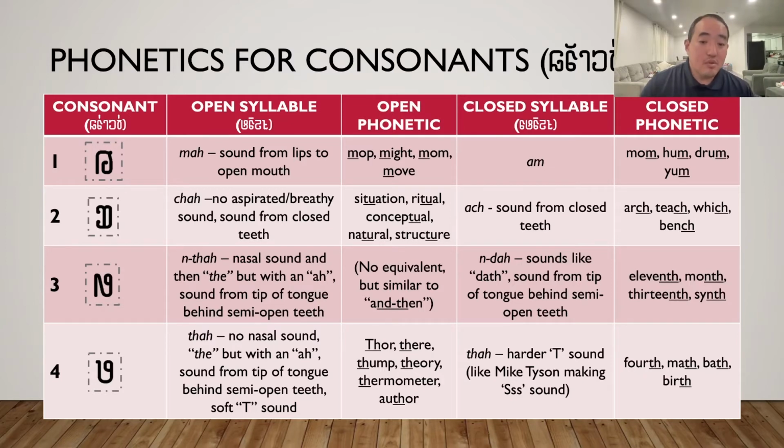Now for the closed syllable, I'll use this as an example. It's pretty funny, but it gets to the point. So the closed syllable tat is a harder T sound. So it's like when Mike Tyson is trying to pronounce a word that has an S sound, like math, right? Fourth, bath, birth, right? So you kind of hear Mike Tyson's voice when you're trying to understand the closed syllable or closed phonetic sound. So you'll see that in the words fourth, math, bath, birth, right?